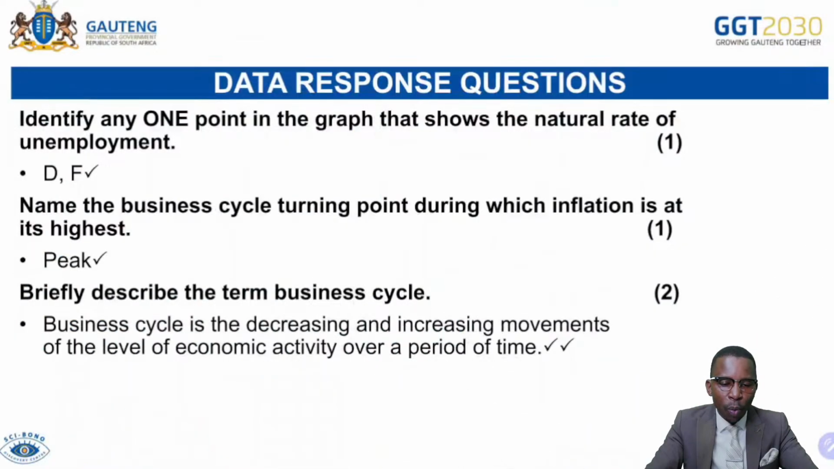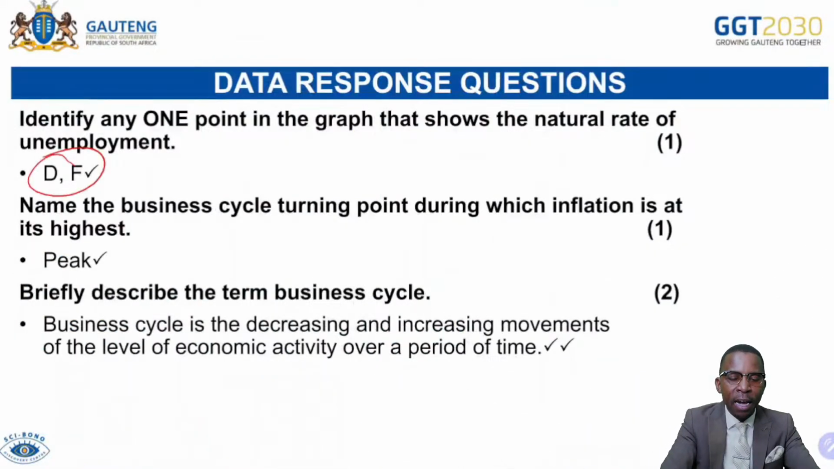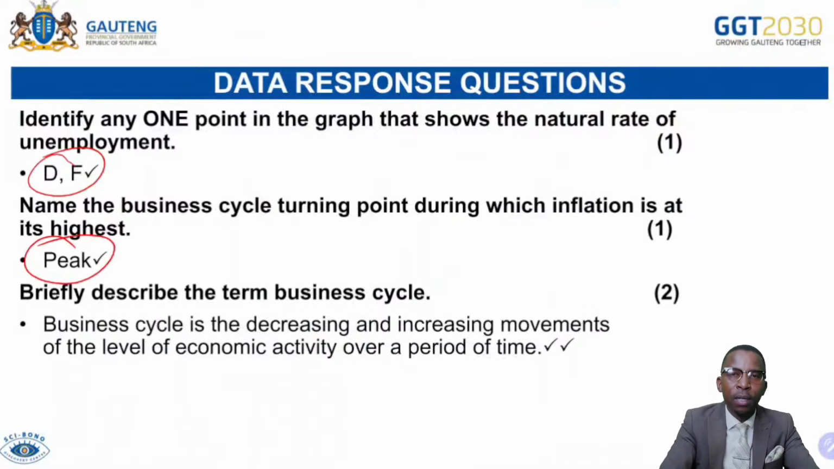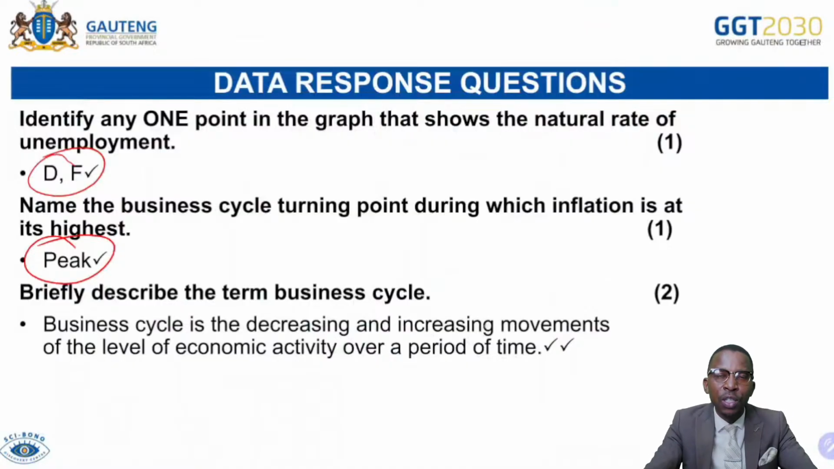Then let's check. Identify one point, that is D and F. Those are the points that indicate natural unemployment. Name the business cycle turning point during which inflation is at the highest. That is peak. That's when inflation is too high. Briefly describe the term business cycle. Business cycle is the increase and decrease of economic activities, or upswing and downswing of economic activities.